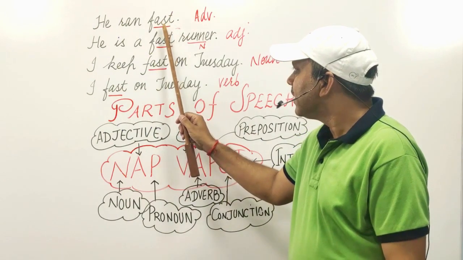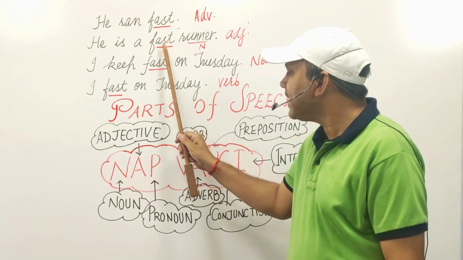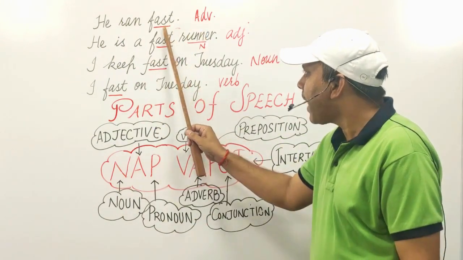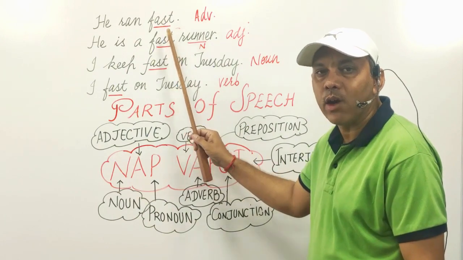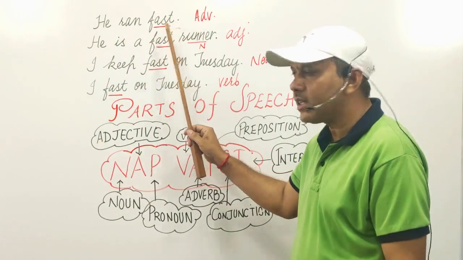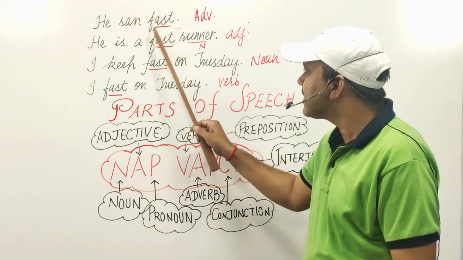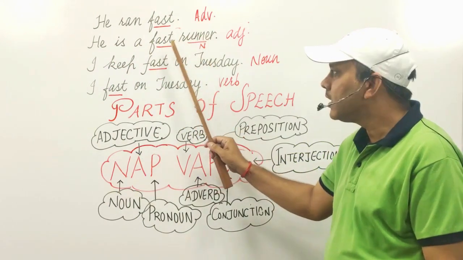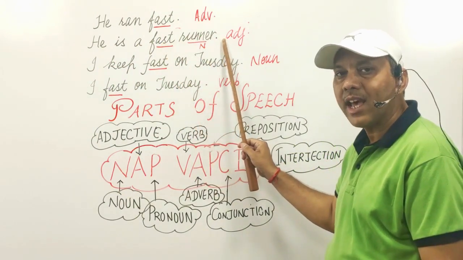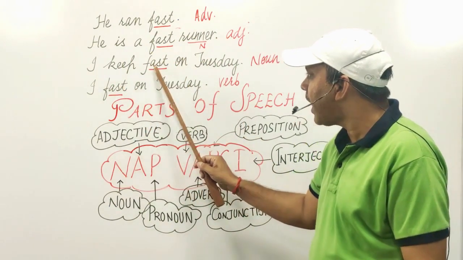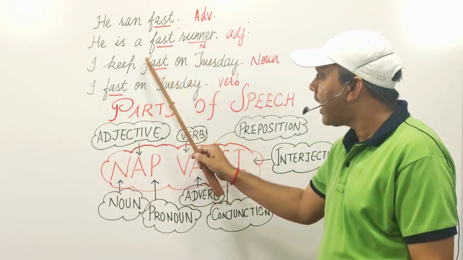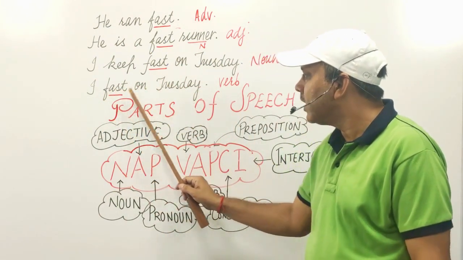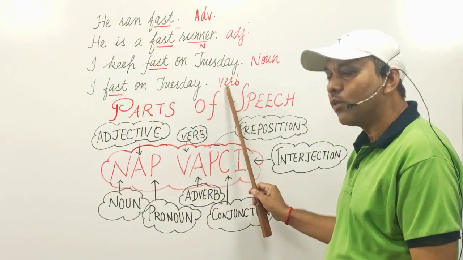But do you know, the word fast plays a different role in every sentence. We have to tell which part of speech fast is in every sentence. In the first sentence, he ran fast. Fast is acting as an adverb. In the second sentence, he is a fast runner. The word fast is acting as an adjective. I keep fast on Tuesday. Here, fast is acting as a noun. And in the fourth sentence, I fast on Tuesday, the word fast is acting as a verb.